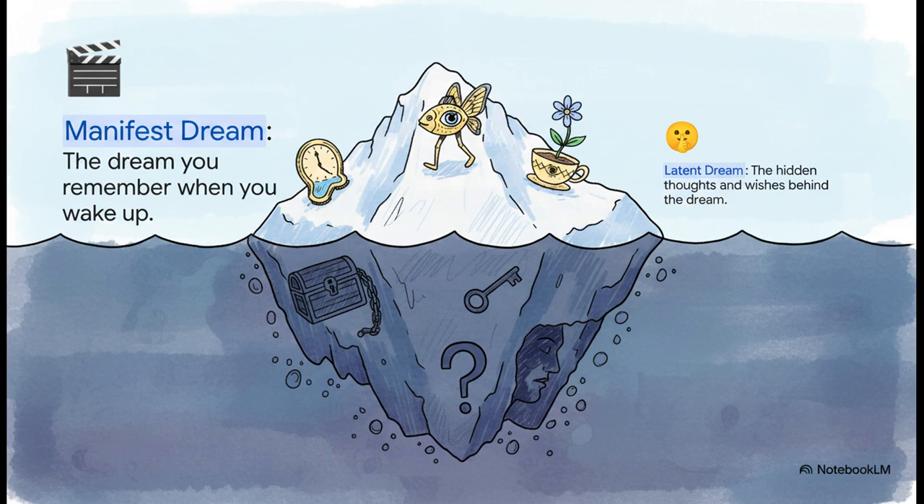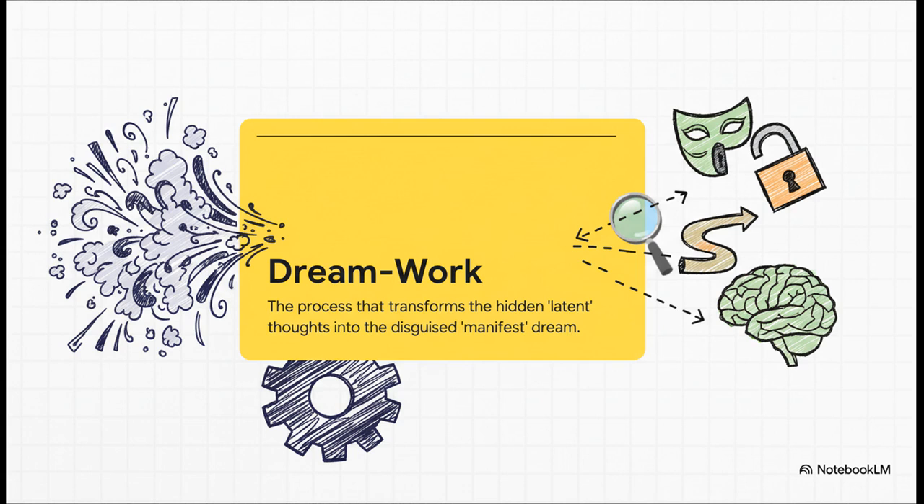So here's Freud's big idea. Every single dream has two faces. On the surface, you've got the manifest dream. That's the weird movie you remember when you wake up. But hidden deep beneath that, kind of like an iceberg, is the latent dream. And that is the real source material, the hidden, raw, and often uncomfortable thoughts and wishes your mind is actually wrestling with.